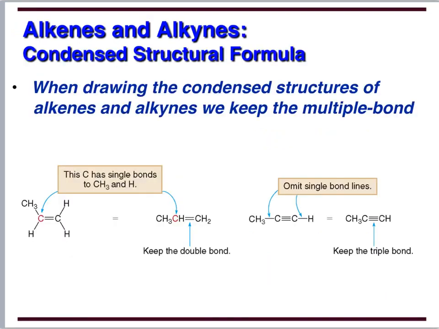Okay, so when I do a condensed structure, we're actually going to draw in the multiple bond. Before, when we were just doing alkanes, we were just reducing it to C's and H's with no lines except for a branch, but now we're going to leave in the double bond lines and the triple bond lines. So it's just going to make it easier for you to see what the structure looks like in your head.